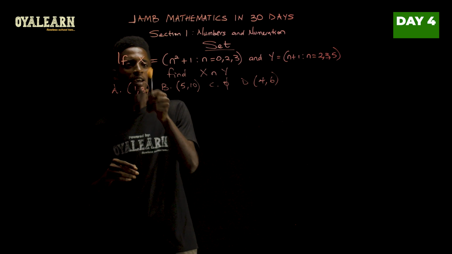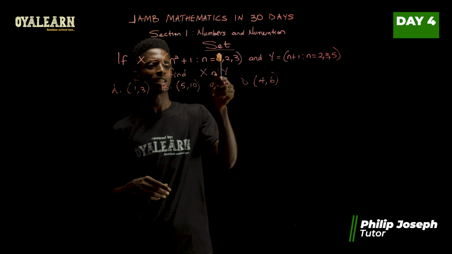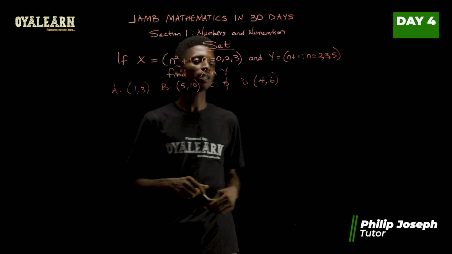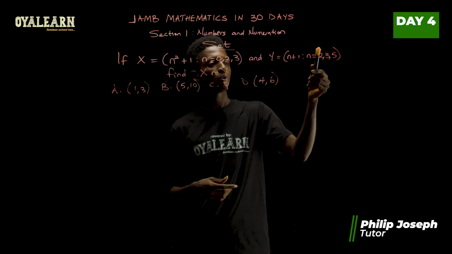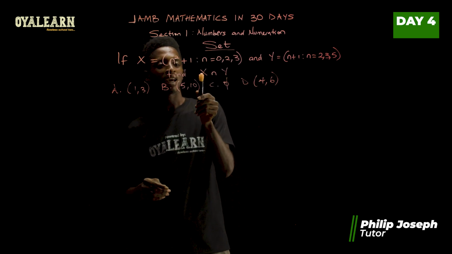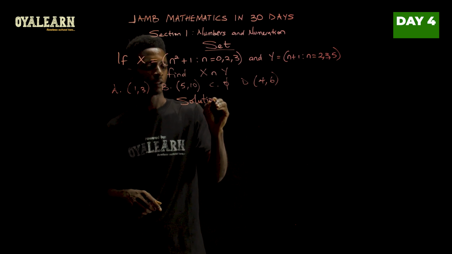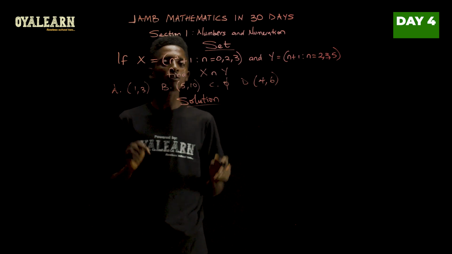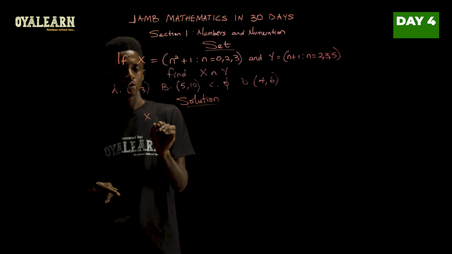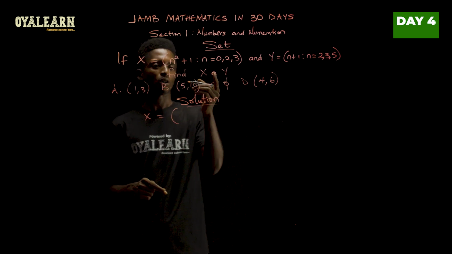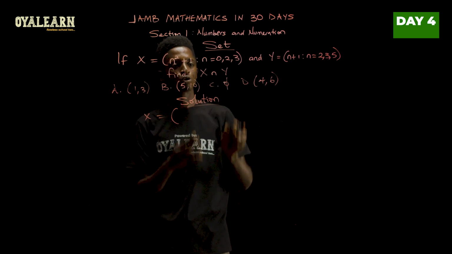This question says, if x is given as n squared plus 1 such that n is 0, 2, and 3, and then y has a set of n plus 1 such that n is 2, 3, and 5. Now find x intersect y. Now to solve this, we have to bring out the subsets of x and y respectively. So x would therefore be, now remember that n ranges from 0, 2, and 3. They are just 3 values of n, 0, 2, and 3.